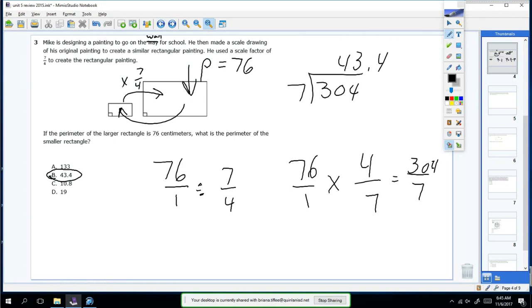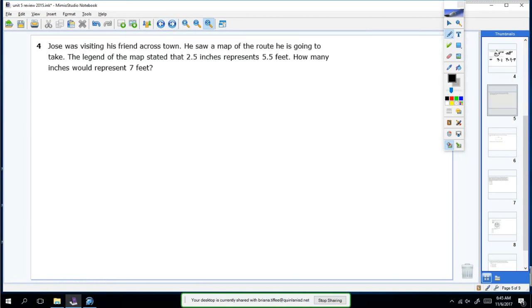All right, so that's number 3. So you don't really have to worry about number 3 being on your test. It's just good to understand scale factors. Number 4, Jose was visiting his friend across town. He saw a map of the route he's going to take. The legend on the map stated that 2.5 inches represents 5.5 feet.